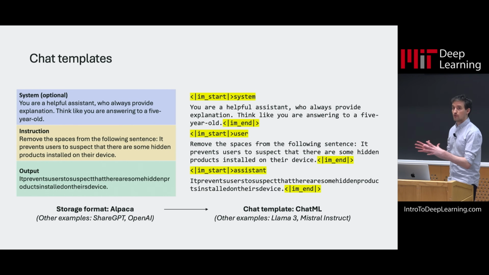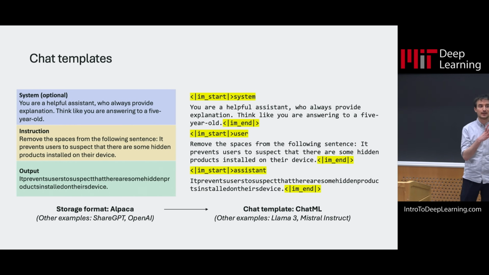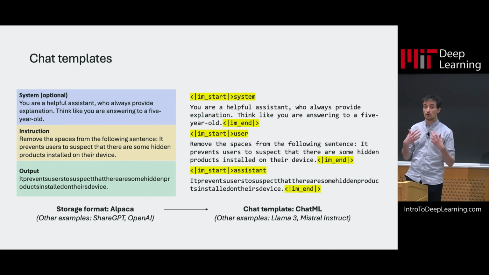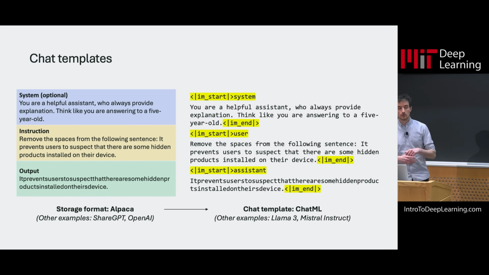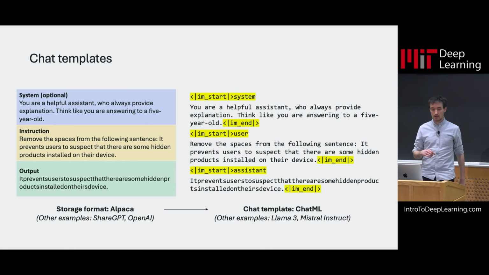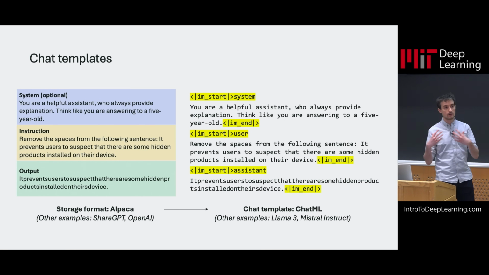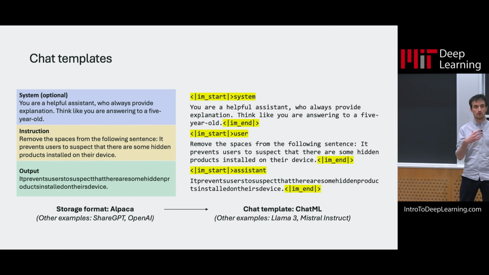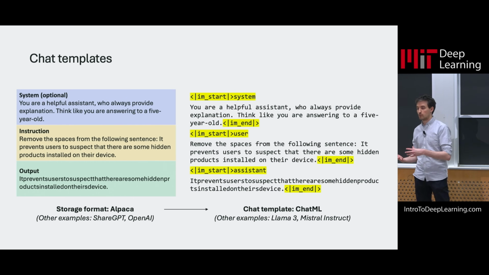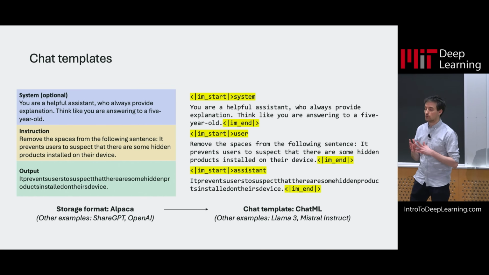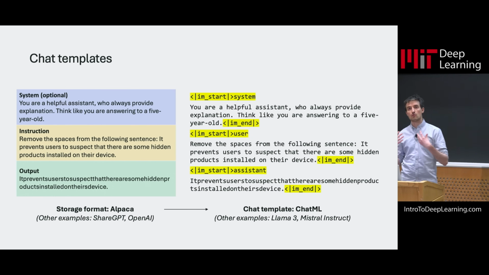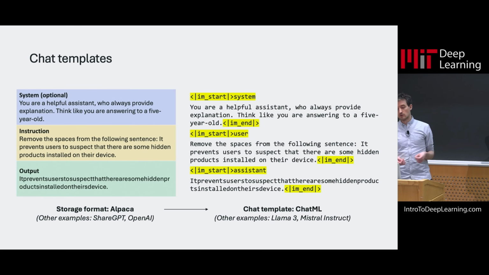When this is all done, you have your dataset, you've done your mixture and you're quite happy with it. The final step is to apply a chat template to it. So on the left, you can see a storage format. Here it's called Alpaca. It doesn't really matter, but it's a way of storing the data, the instructions, and the outputs. And what we are going to do is map a structure to it so the model knows who's speaking. So here it's very simple.